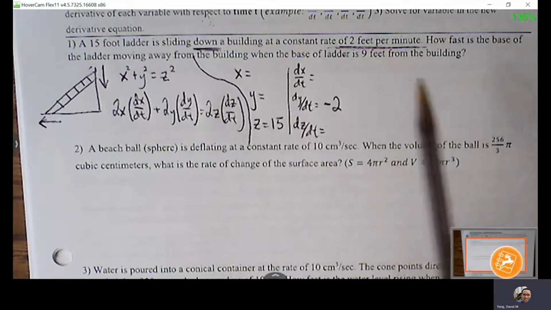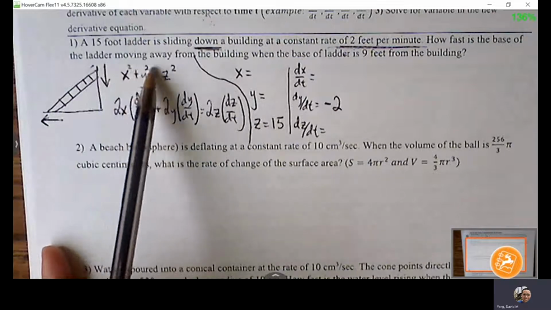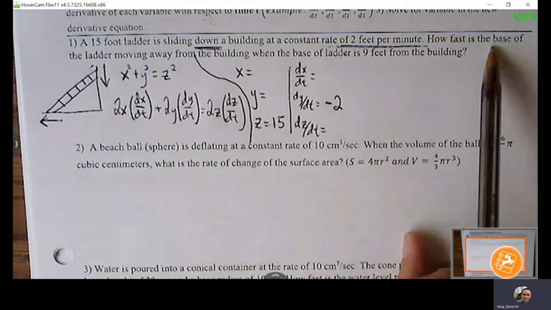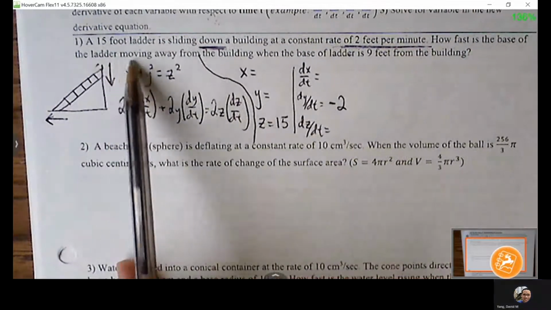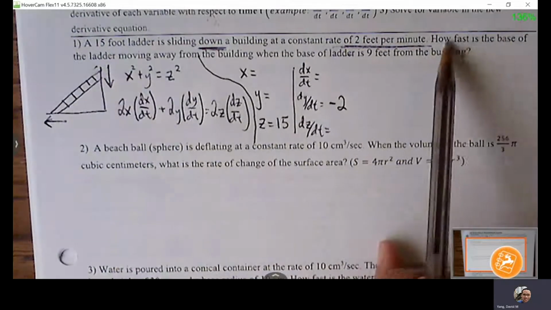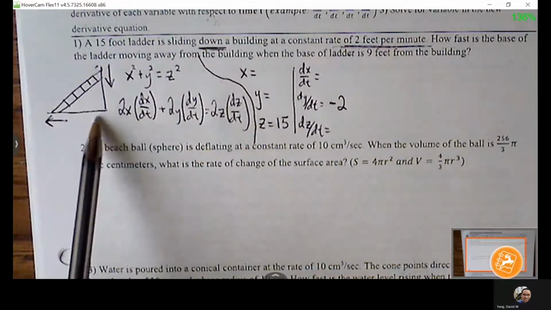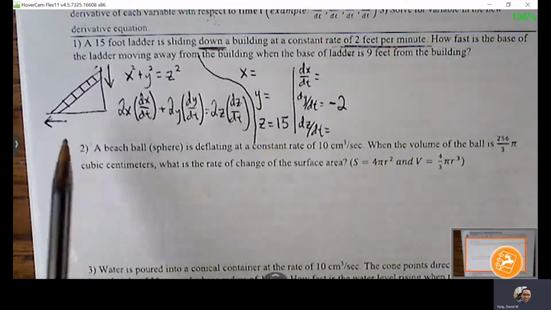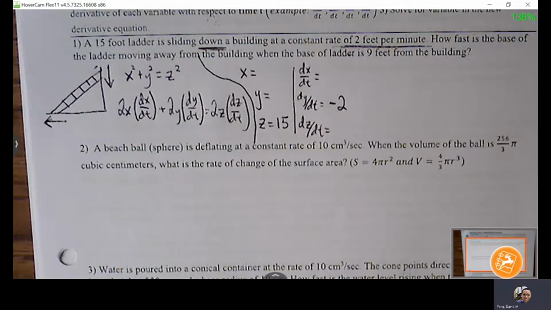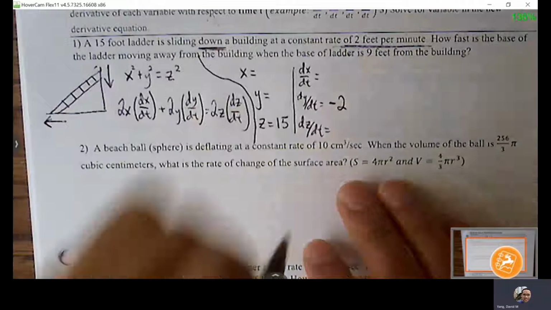Okay, how fast is the base of the ladder moving away from the building? What are we looking for? dx dt, right? Base of the ladder moving. You know the base is referring to x. Movement will be dx dt.